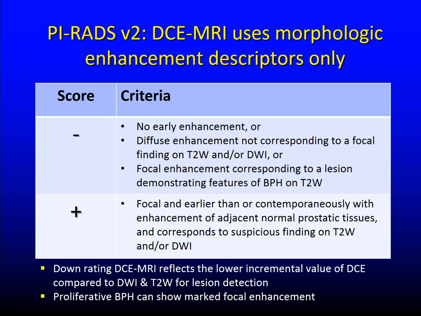descriptors. So you either evaluate the prostate and you call it negative, or you call it positive. So negative is no early enhancement or just diffuse bilateral enhancement not corresponding to a focal lesion on T2 or diffusion sequences. Or if you have a focal lesion, it's basically BPH on a T2 sequence.